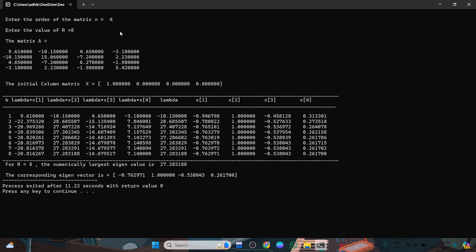Here the matrix A is this, and initially the matrix x is 1, 0, 0, 0, and this is the table for R equal to 8. The numerically largest eigenvalue is 27.283188, and the corresponding eigenvector is minus 0.762971, 1.0, minus 0.538043, 0.261700.